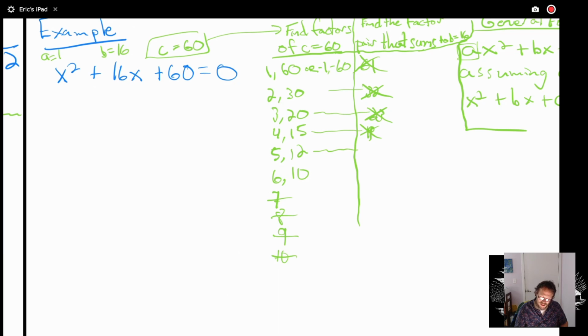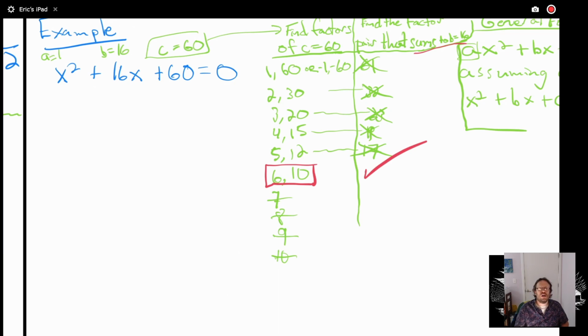5 and 12, that's very close, 17. But that is not 16. And 6 plus 10 is 16. So that's the factor pair that we identify that does sum to b equals 16. And how do we use it?